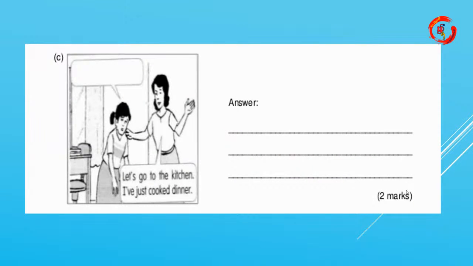Look at this picture. Again, this also happens to you almost every day. So the girl is saying something. That is what you should write. And the woman is telling, let's go to the kitchen. I've just cooked dinner. So I'm sure you got the idea, right? It's something about going to the kitchen and the dinner is ready. Look at the girl's face. She looks so sick and weak. Okay, so what can you write? Come on, think, very simple.